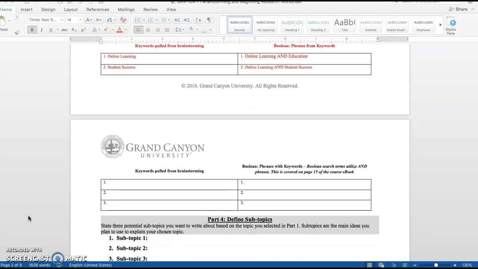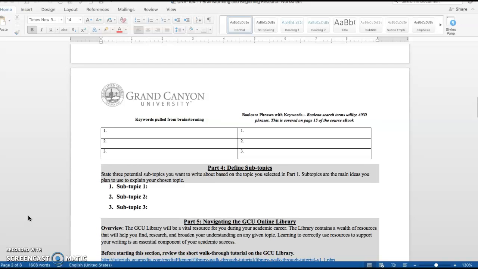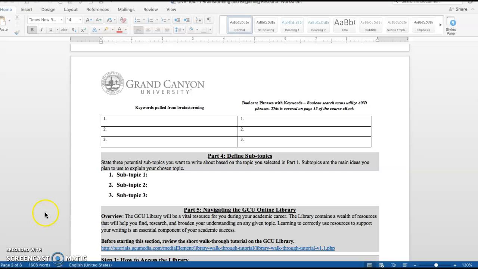Once you have done this, I would like you to identify 3 subtopics. Now, subtopics are going to be the main points that you cover in the body of your paper to help you develop your topic thoroughly. While your subtopics may change in the coming weeks, this exercise will help you get moving in the right direction.